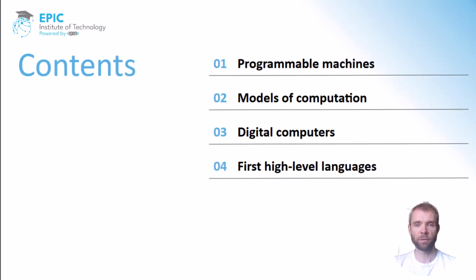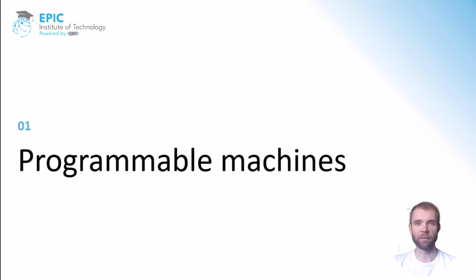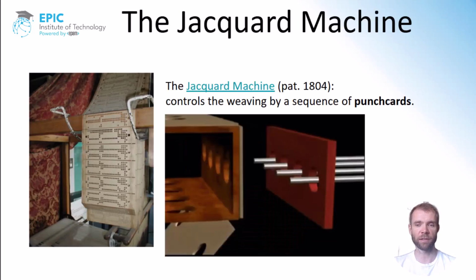So first we'll talk about programmable machines, not necessarily digital ones, but much older machines that were just mechanical. The first models of computation, which were highly influential and still used today. Then we'll consider first digital computers and the programming languages that were used to code for these computers, the first high-level programming languages. And we'll start with programmable machines section.